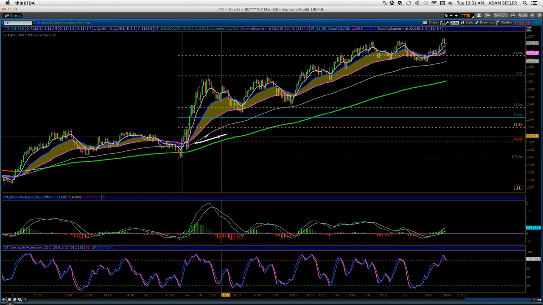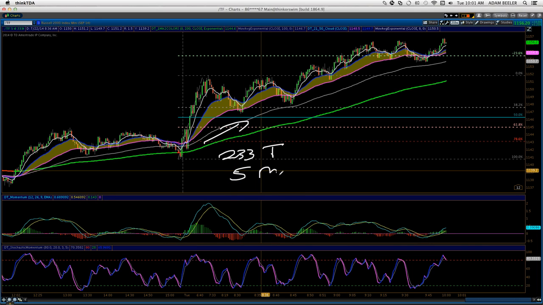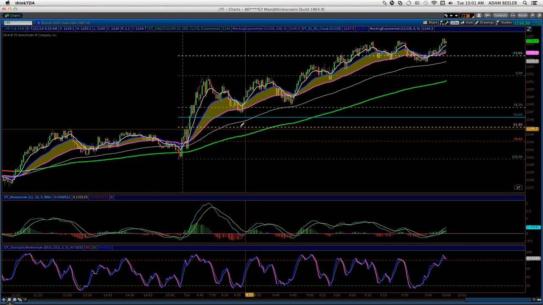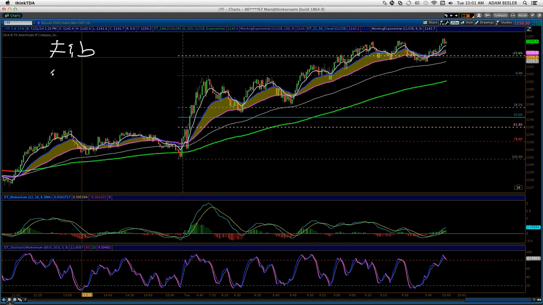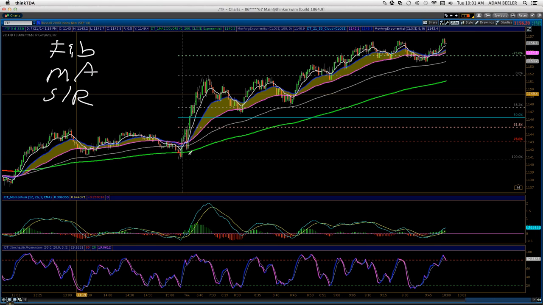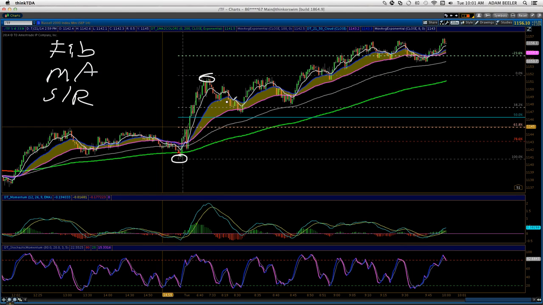With the momentum to the upside, in this situation we have momentum to the upside on a 233 tick chart, a 5-minute chart, and a 15-minute chart. Everything is pushing to the upside here. So we're looking for 2 out of 3 checks minimum: fibs, moving average, and support and resistance. We have our anchor, low to high. We draw our fibs.